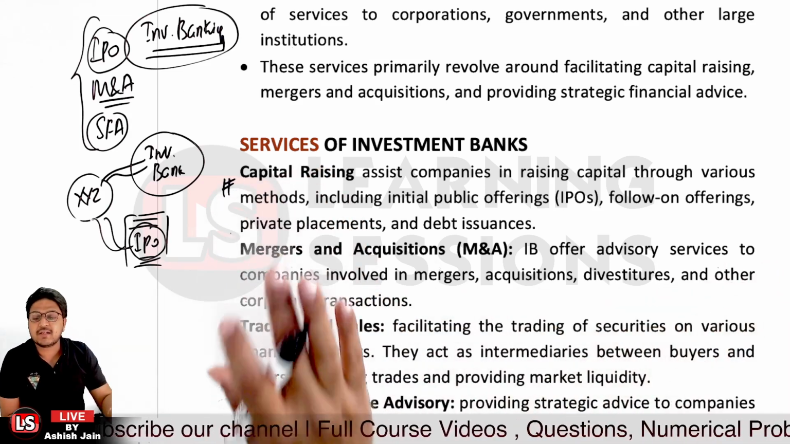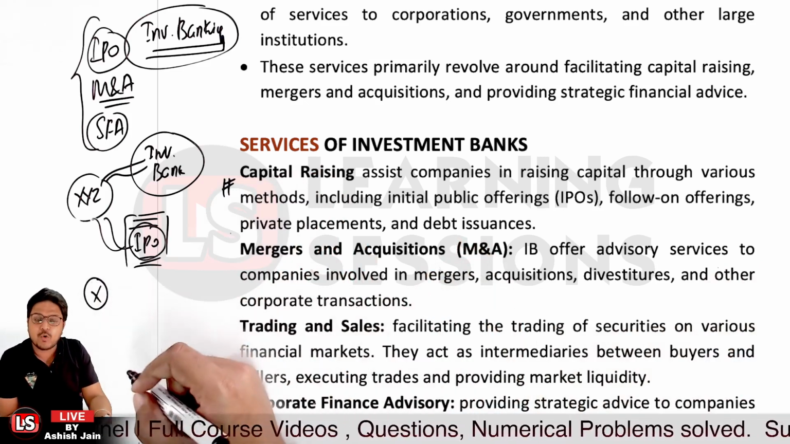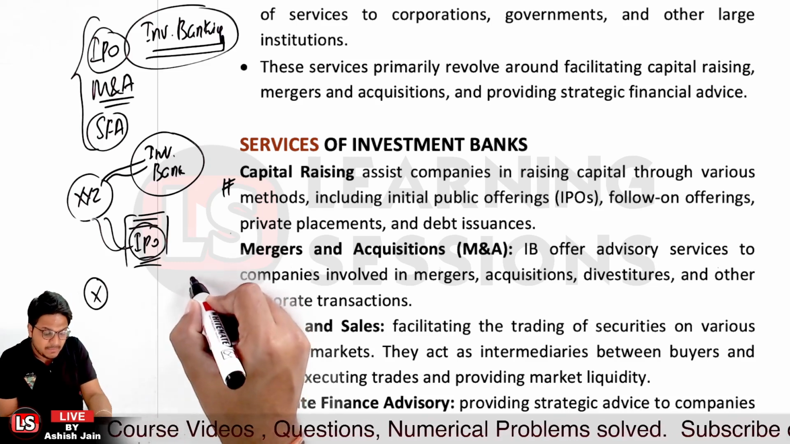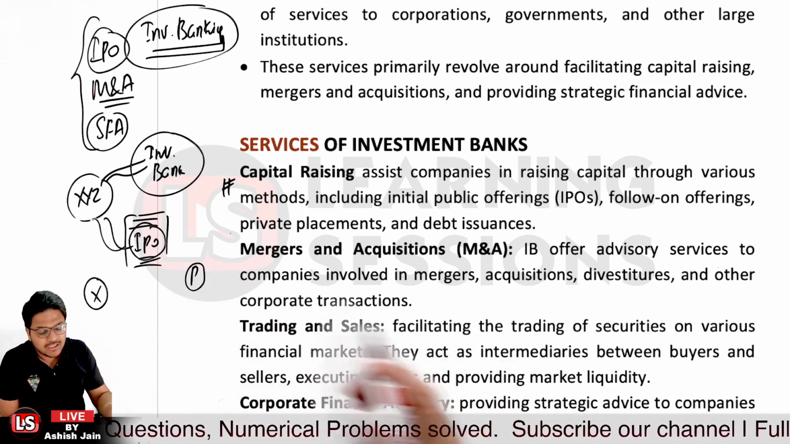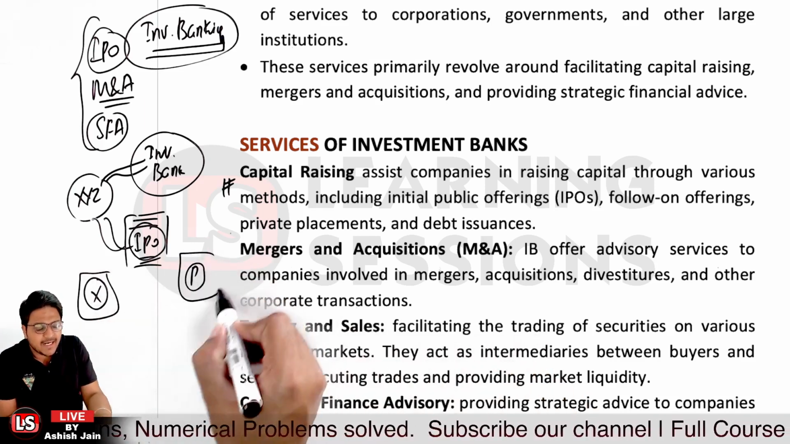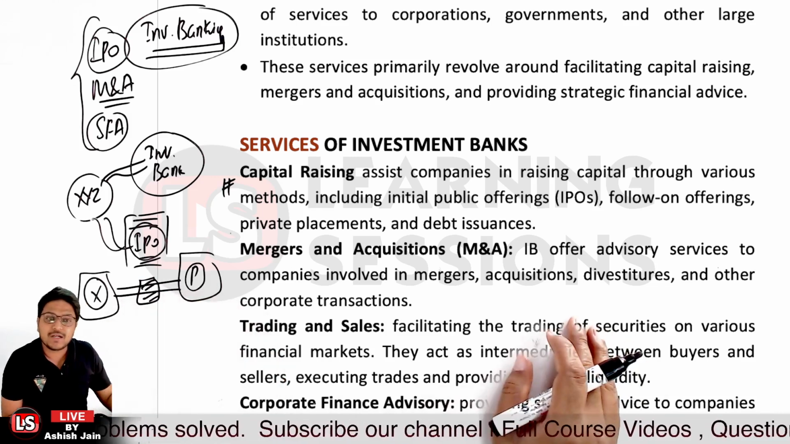And the second one is related to mergers and acquisitions. Let's say X has surplus money and wants to acquire some company, and Y is another company which is looking for an acquirer. So they are looking for each other, and investment banks will work as a middleman for the same. So that's the second thing.